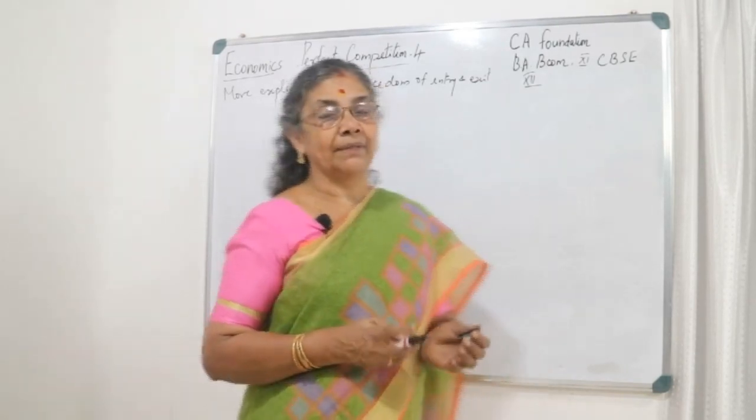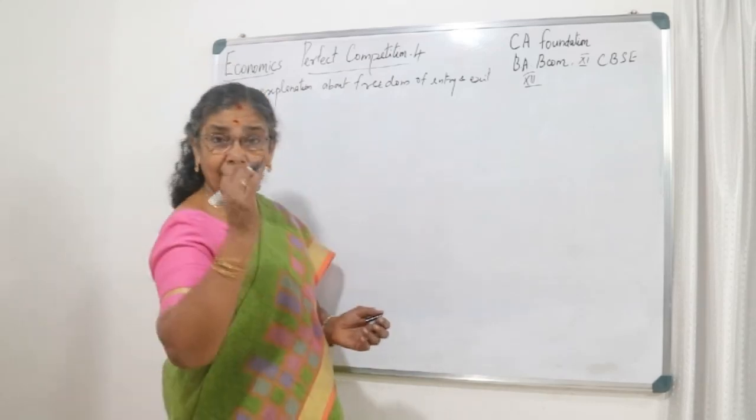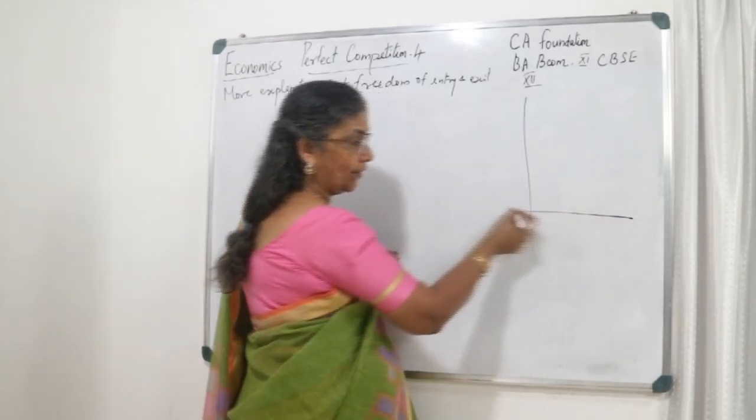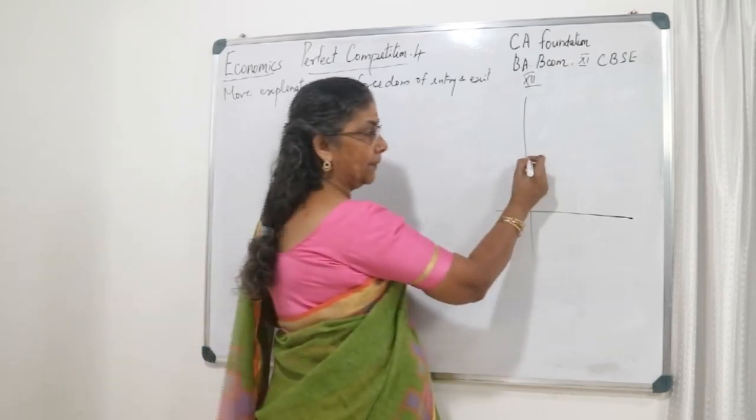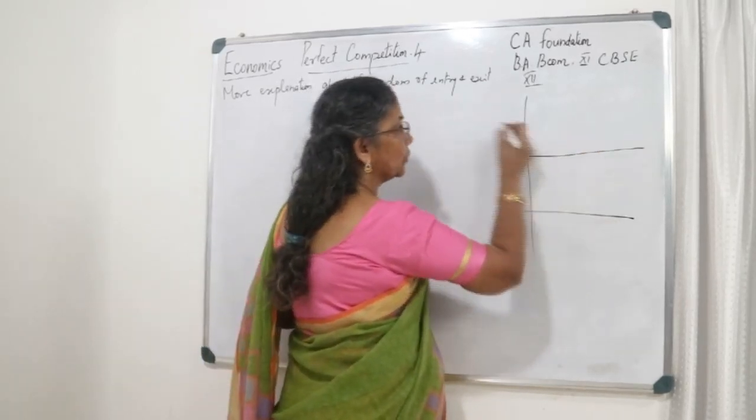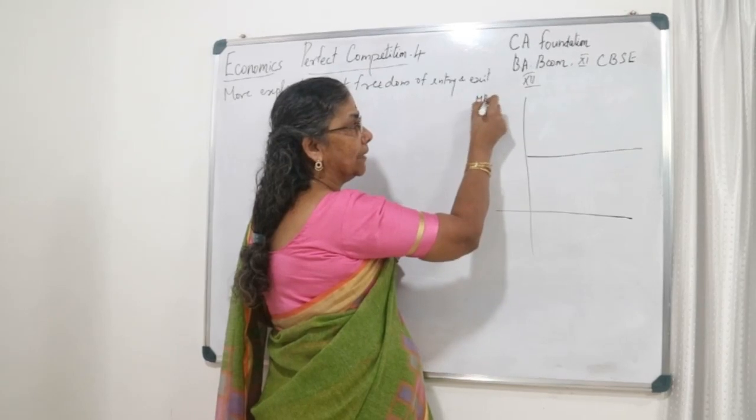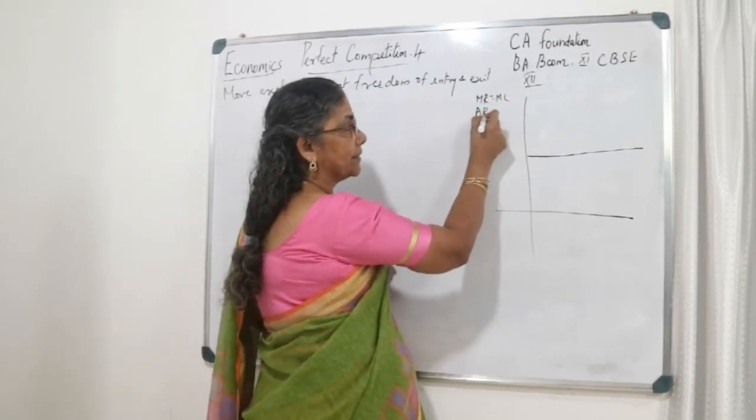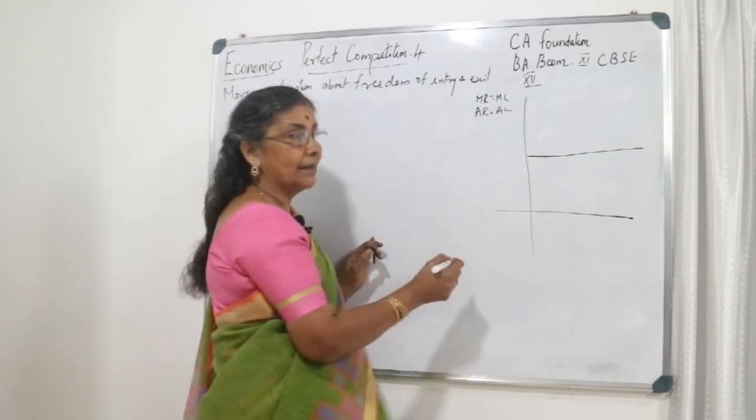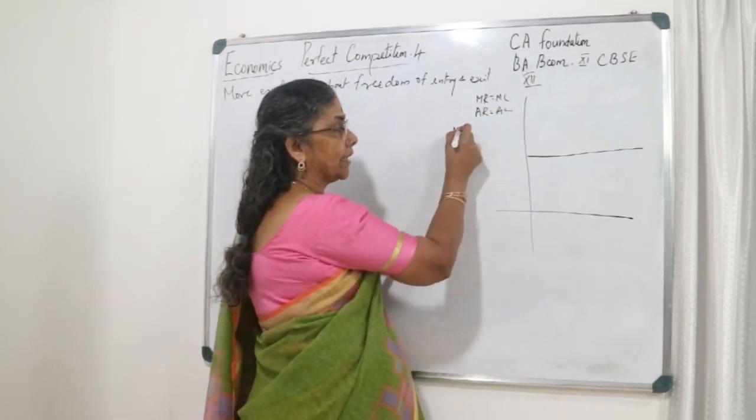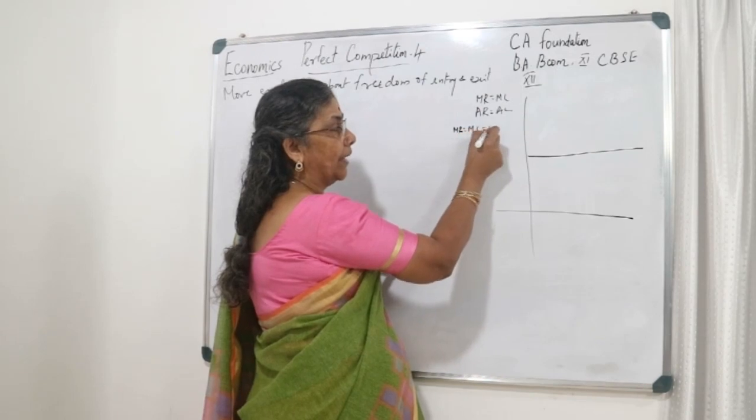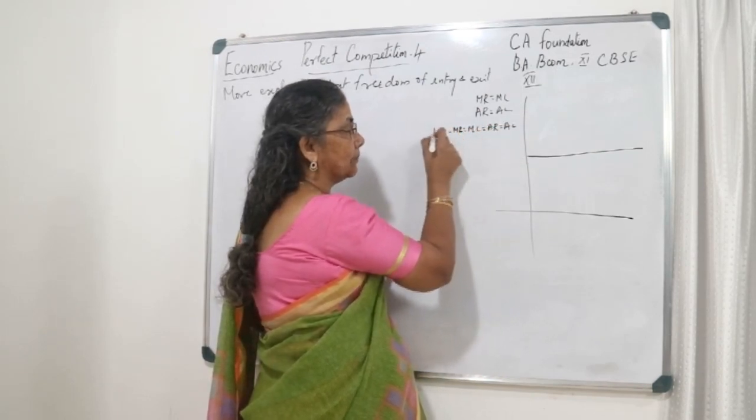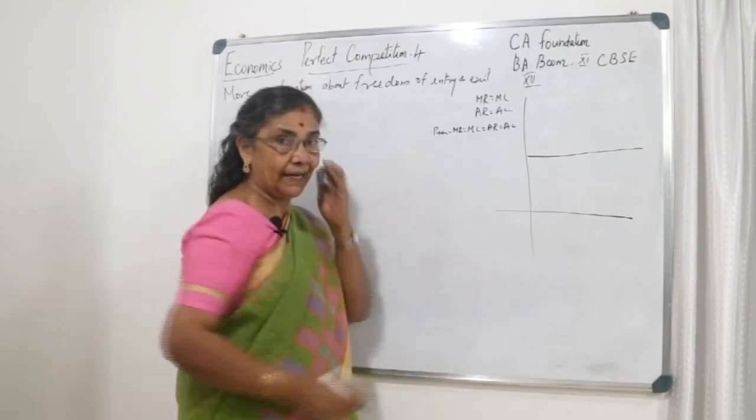So, under perfect competition, in the long run equilibrium, what happens? The two conditions are there. MR is equal to MC and AR is equal to AC, and therefore MR is equal to MC, AR is equal to AC, and it is equal to price. This is the condition we get.